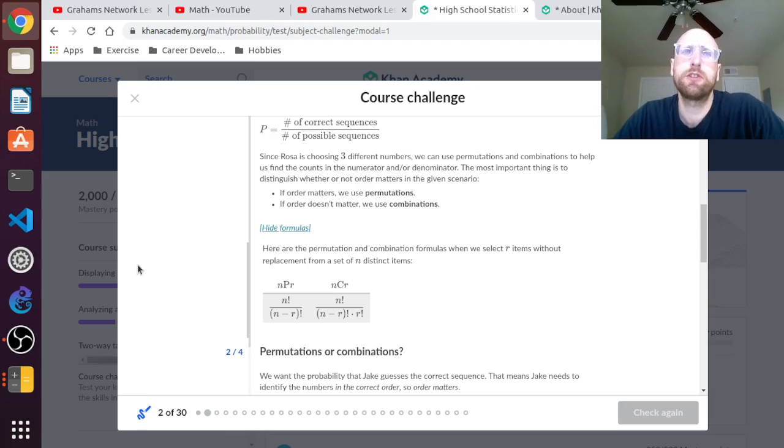But we can see we got a difference here for permutations, where order does matter. We've got n factorial divided by n minus r, the result of that, factorial. But then if the order doesn't matter, you use combinations, and it's n factorial divided by the result of n minus r factorial times r factorial.